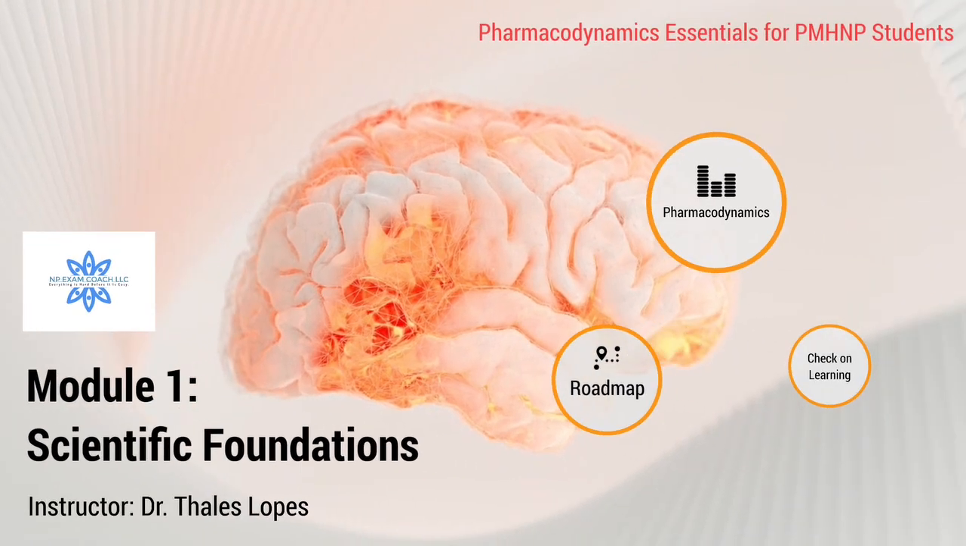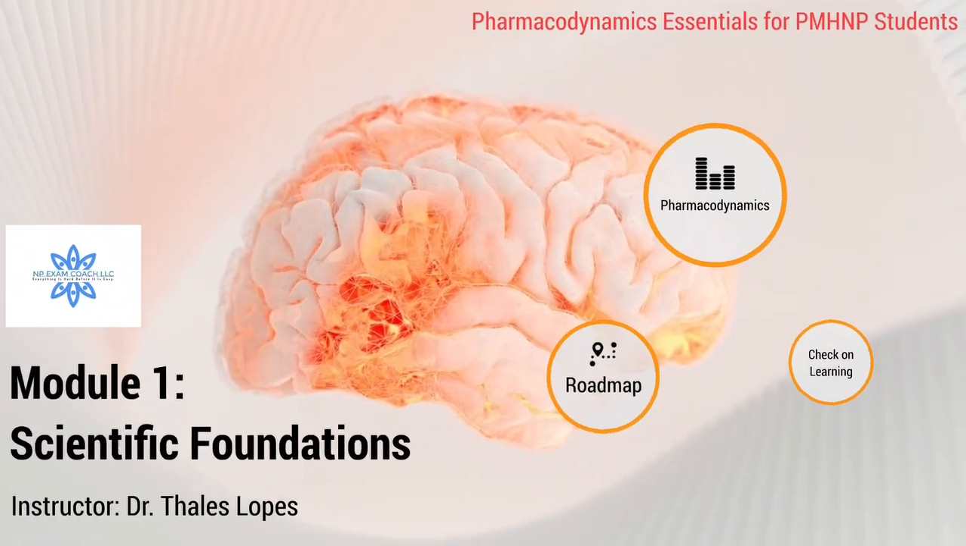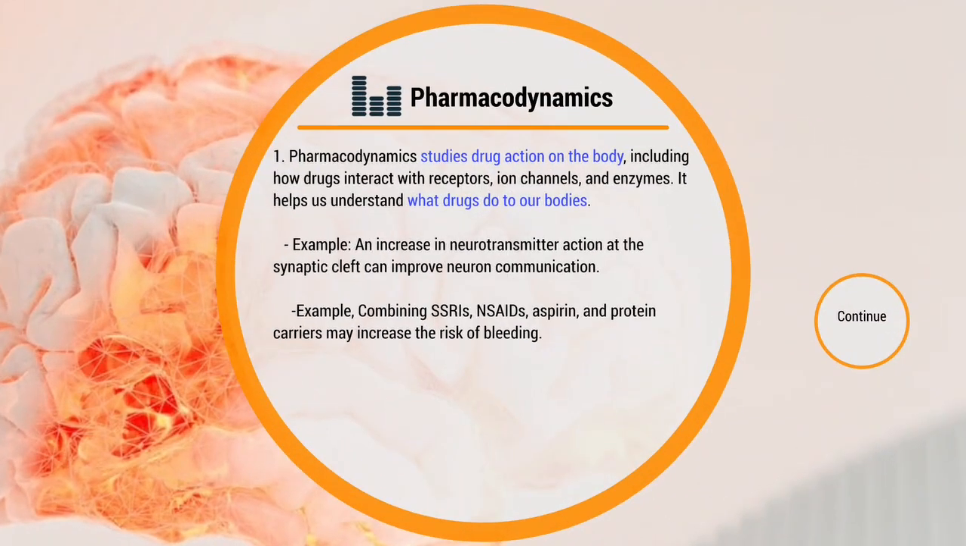This is our training number 8, our roadmap. It's about pharmacodynamics essentials. So, pharmacodynamics is the study of the drug's action on our body, including how the drugs interact with receptors, ion channels, and enzymes. It helps us understand what drugs do to our body.